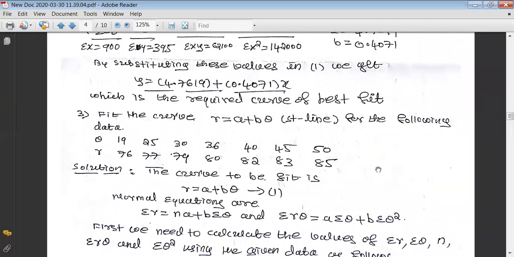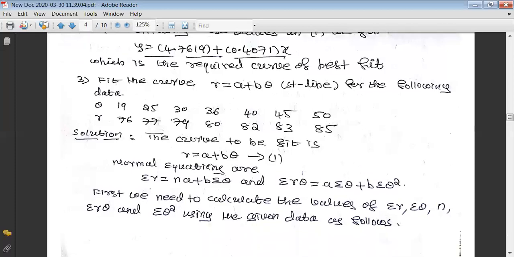Sometimes instead of giving the notations x and y, they will give the straight line in some other notations. For example, suppose we require to fit the curve r equal to a plus b theta, which is also a straight line in r and theta, with respect to the following data, where theta and r values are given. Of course, the procedure is the same, only instead of x and y, we have r and theta. Therefore, first let us write down the curve to be fit, that is r equal to a plus b theta.